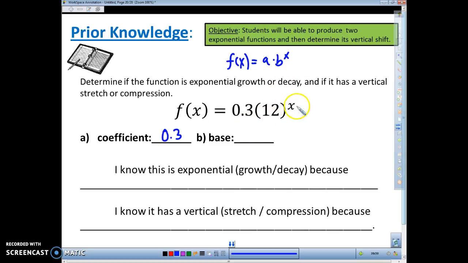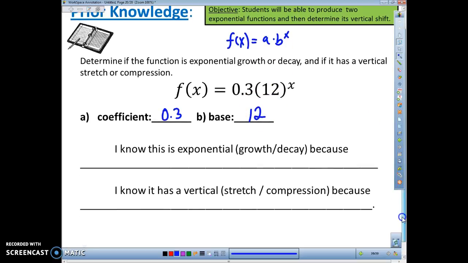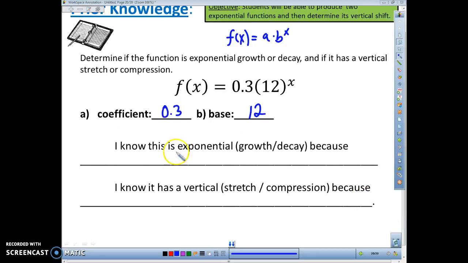The base, remember our base is always attached to our exponent. It's the base of the exponential function. So we would call this 12. So the base is 12. Now looking at these examples, the question says, I know this is exponential growth or decay. Well, the base value determines that. If I multiply a value times itself, is it going to grow or is it going to decay? Since my base is greater than 1, since 12 is greater than 1, I know this is exponential growth.